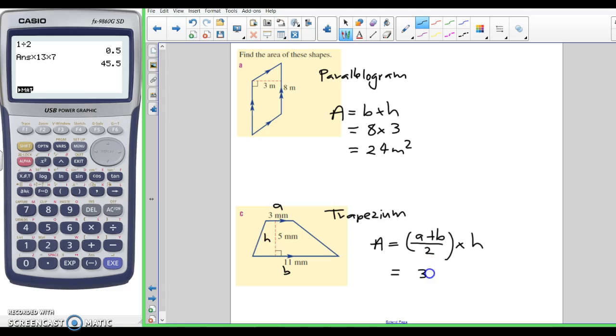So what we have is (3 plus 11) over 2 times by 5. Now if we work out what's in the bracket, 3 plus 11 is 14, divide that by 2 will give me 7, times 5 ends up being 35 millimeters squared.